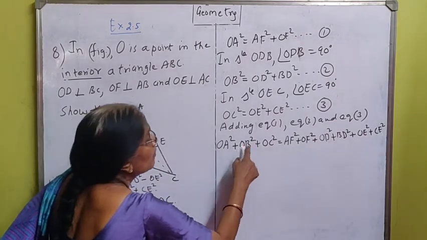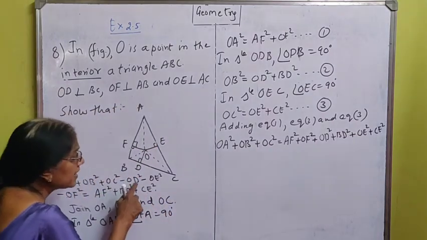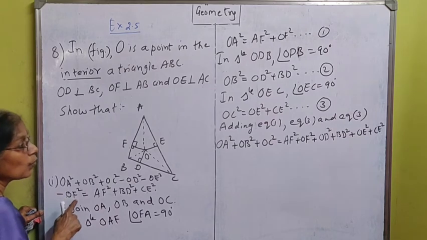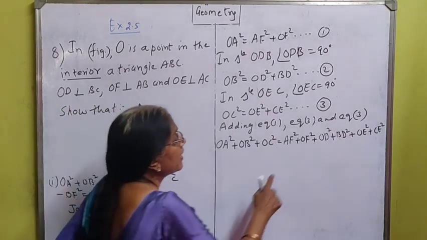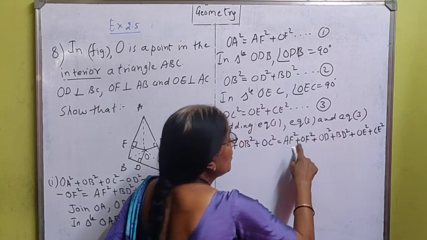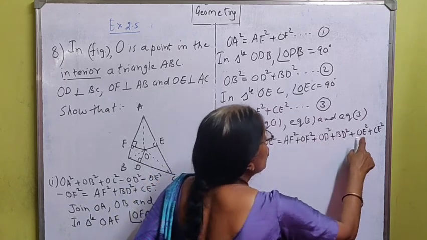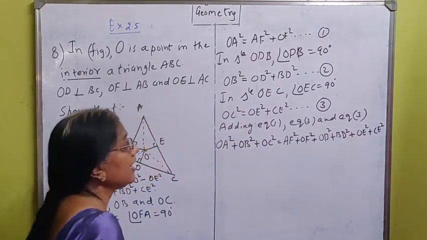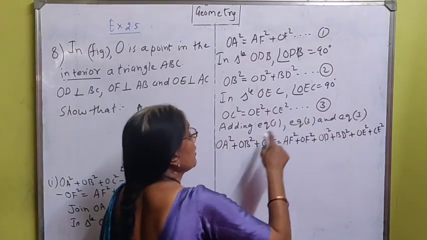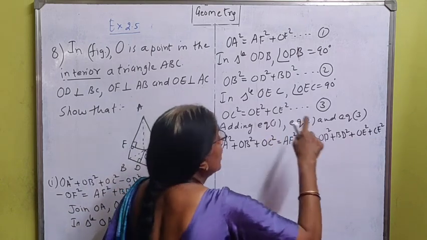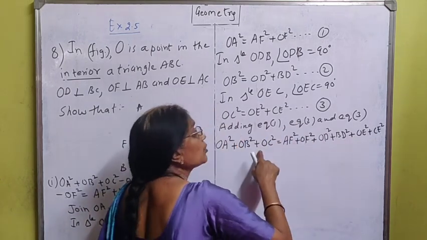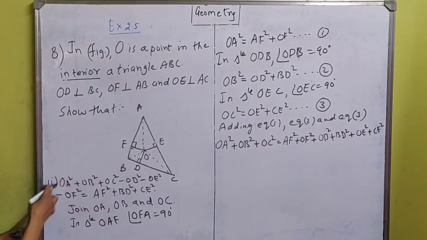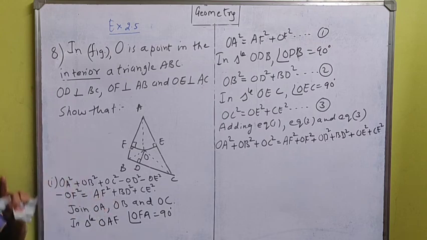So OA square plus OB square plus OC square minus OD square minus OE square minus OF square. So where is OD square? Plus OD square is here, plus OF square is here, plus OE square is here. So all this we are going to take on the other side. So plus OD square will become minus OD square, then plus OF square will become minus OF square, and plus OE square will become minus OE square. So you will get what you want to prove.